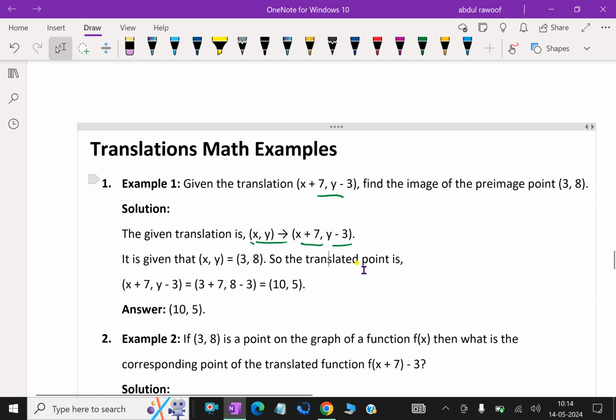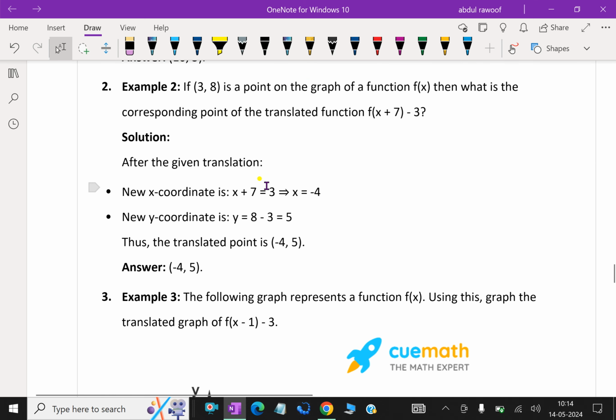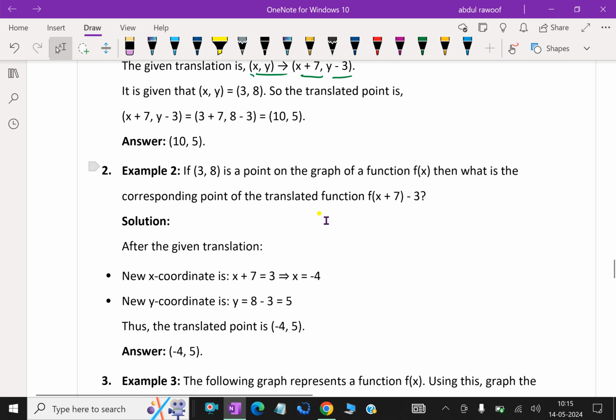The pre-image point is (3, 8), and it becomes (10, 5) by using this translation. Look at this example too. If the point (3, 8) is a point on the graph of the function f(x), then what is the corresponding point of the translated function f(x + 7) - 3?